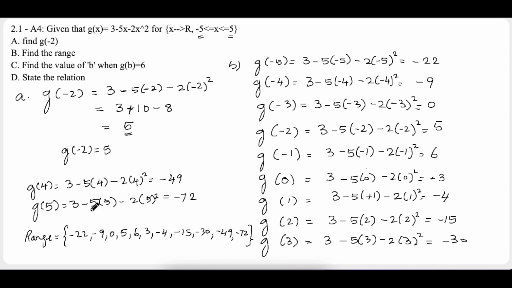And now we will go for number C. So what is number C? Find b when g of b equals 6. We need to find the value of b when g of b equals 6. So g of x is a quadratic equation. 3 minus 5x minus 2x squared is a quadratic equation. We can rewrite it as minus 2x squared minus 5x plus 3.